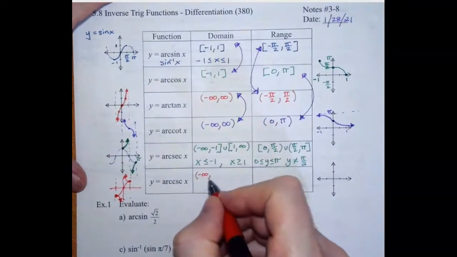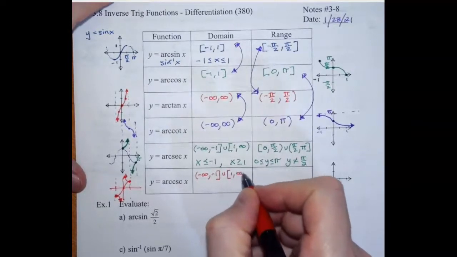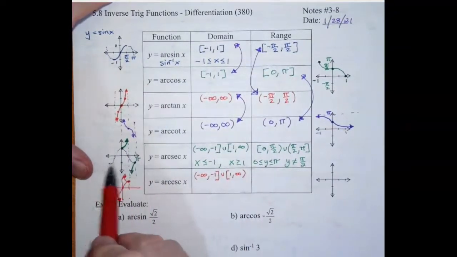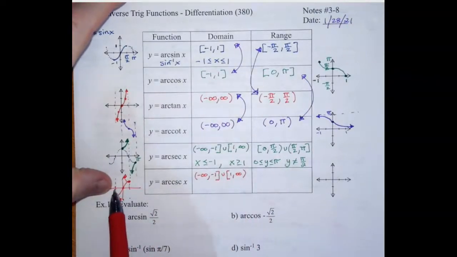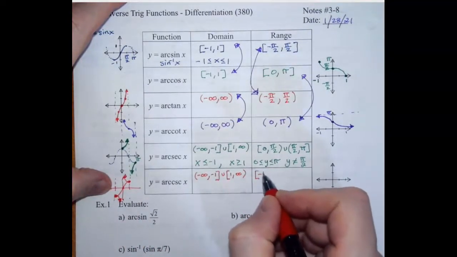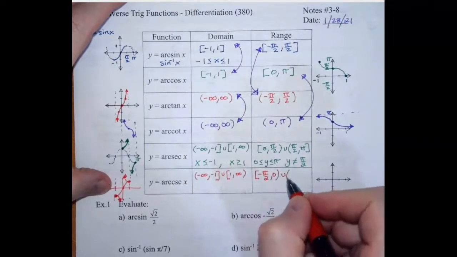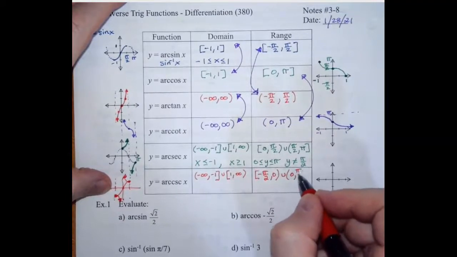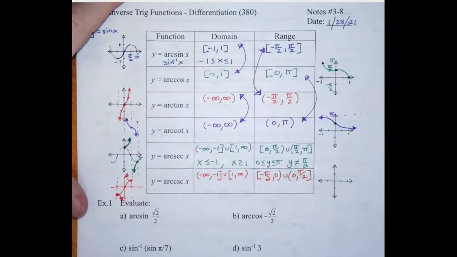So the domain, hopefully you notice, is going to be the same, because we're not including that -1 to 1 there. So that's the same on both those. Now the range is shifted over here. So that's going to be -pi over 2 to 0 and 0 to pi over 2.